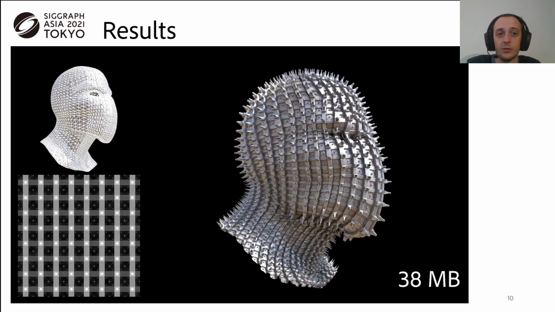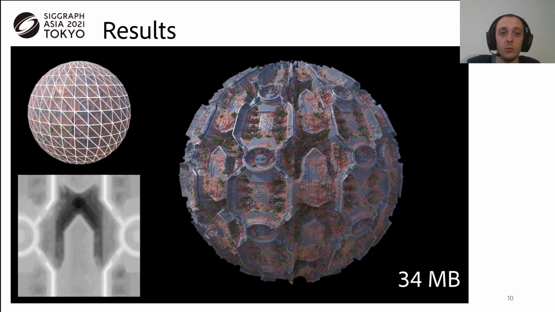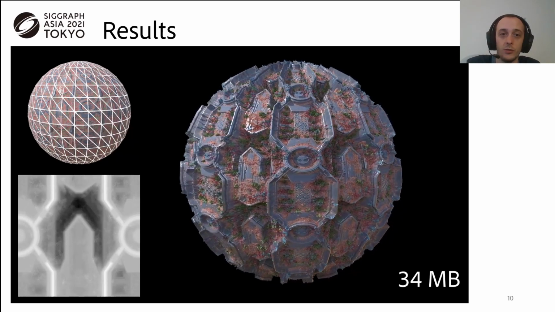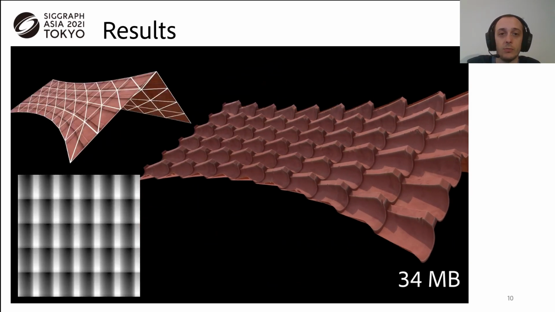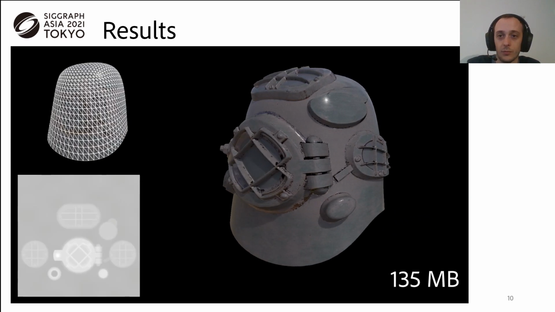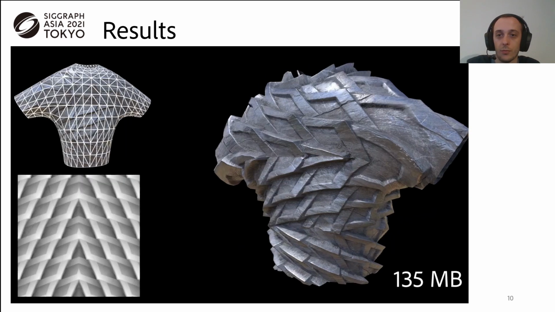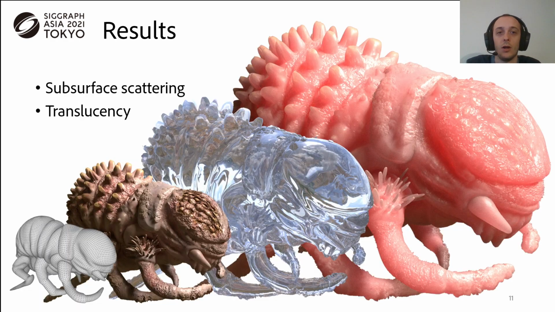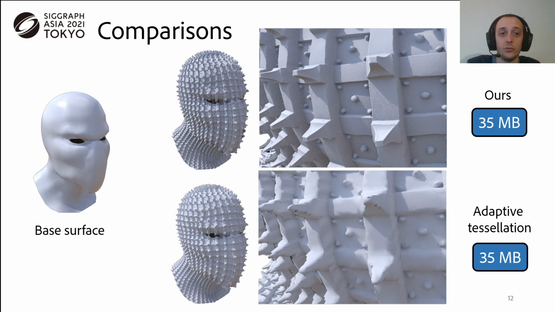Here are some path trace results, shown on the right, with the corresponding amount of memory used to represent the geometry. The base surface is shown at the top left, and the displacement map is shown at the bottom right. Our approach is robust enough to support advanced ray tracing effects, such as subsurface scattering or translucency, as shown here with the same acceleration structure with different materials. Our method is able to represent the full geometric complexity stored in the displacement map, while adaptive tessellation struggles to represent high frequencies with high fidelity, with the same memory budget.